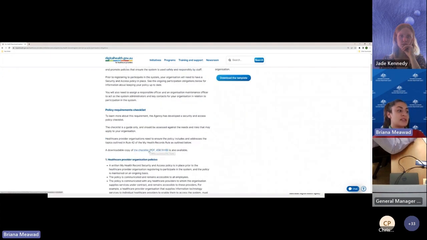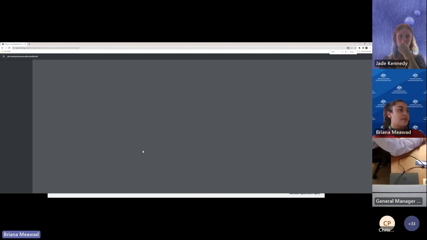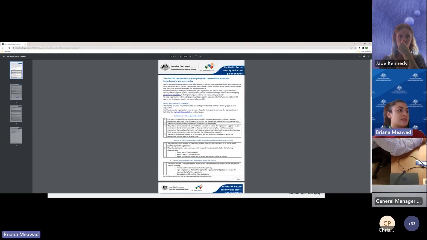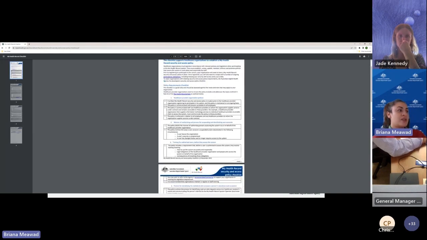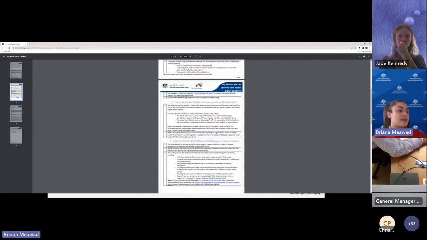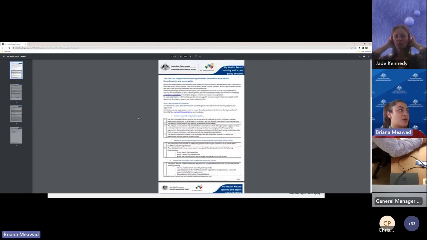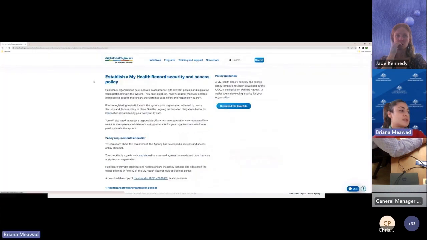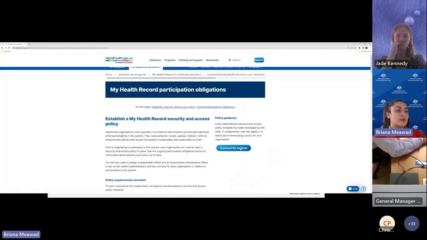As Jade mentioned earlier, there's the checklist linked here, which goes through every part of the policy that you need to have so that you can easily check everything off. So again, there are some descriptions up the top, and then you can see the checklist here. So you might want to download this, or you might want to print it out and have it at your fingertips to support you with developing that policy. So really easy to follow there. And then you can also download the template.